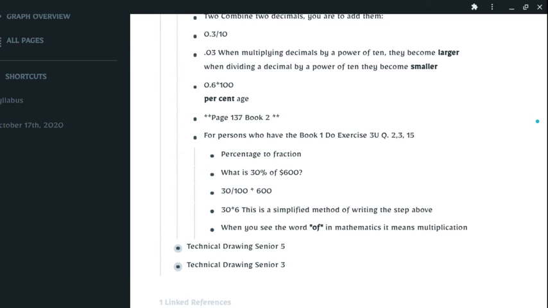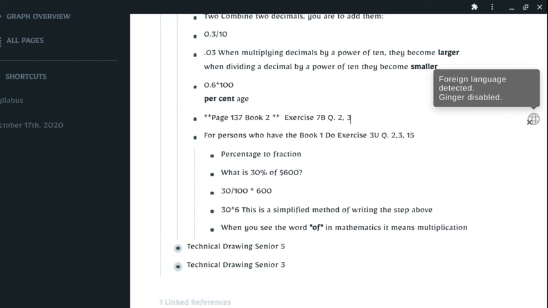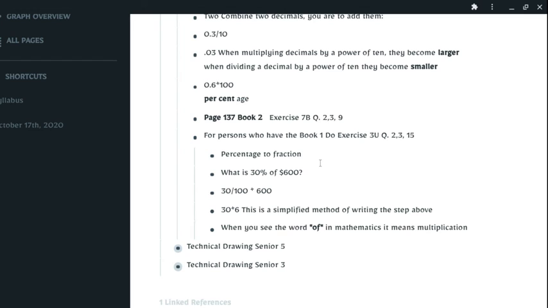But for the persons that have the red book now, here's your exercise. You're going to go on exercise 7B, and complete questions 2, 3, and 9. I'll quickly go through another example to help the persons with the book too.